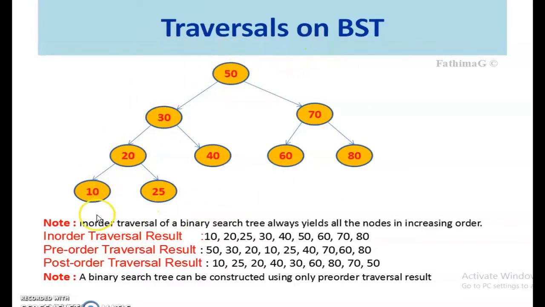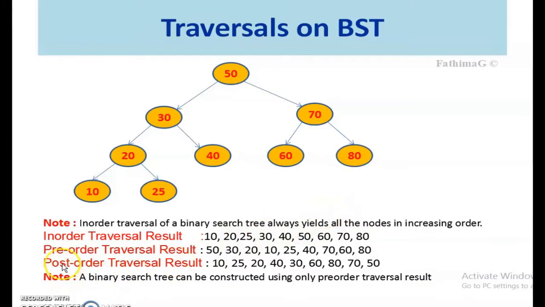By applying the in-order traversal, the nodes visited are in order 10, 20, 25, 30, 40, 50, 60, 70, and 80. Observe that the in-order traversal in a binary search tree yields all nodes in increasing order, that is, in the sorted order.